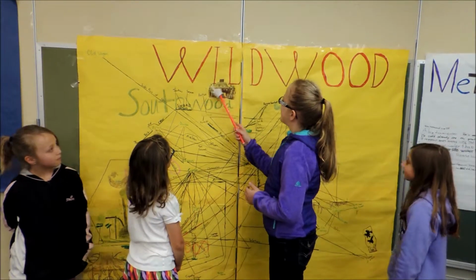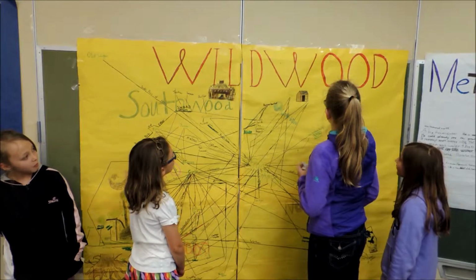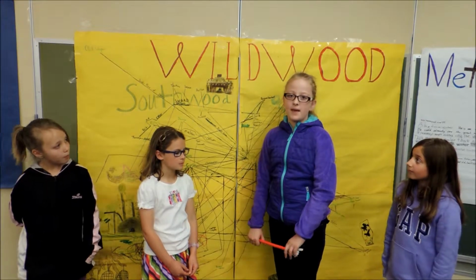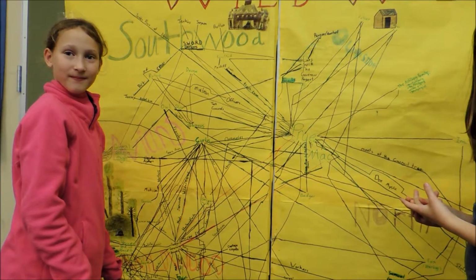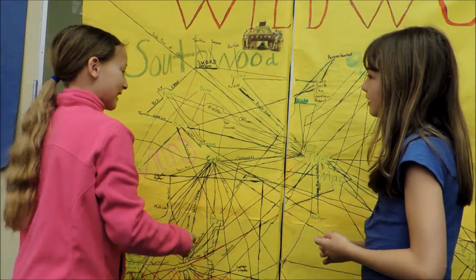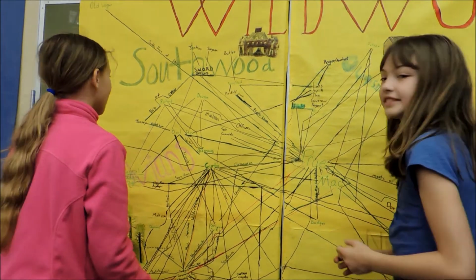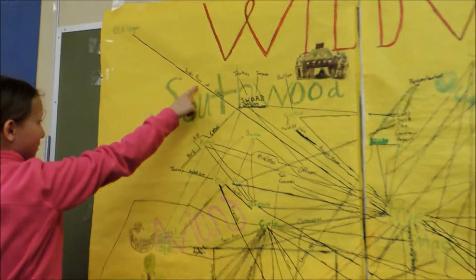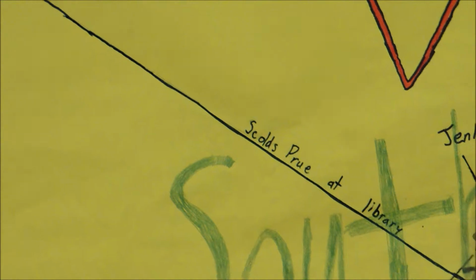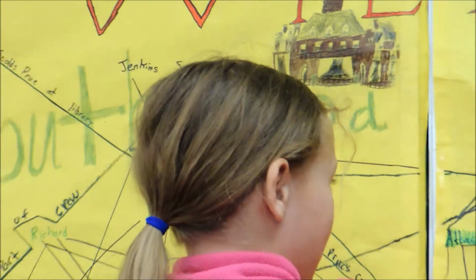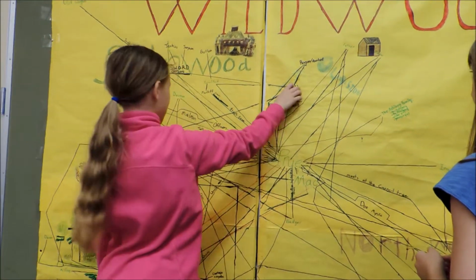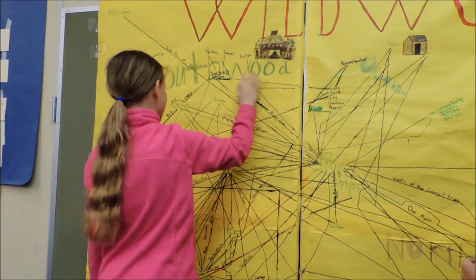First, we started off with the title, Wildwood. We colored it in red because it represented when Mac was going to die. This is Southwood over here, and we didn't know at the beginning of the book that the old woman that scolds Prue at the library is supposed to be way over here on the outside, and Roger, the assistant to Lars, is supposed to be closer to Southwood.